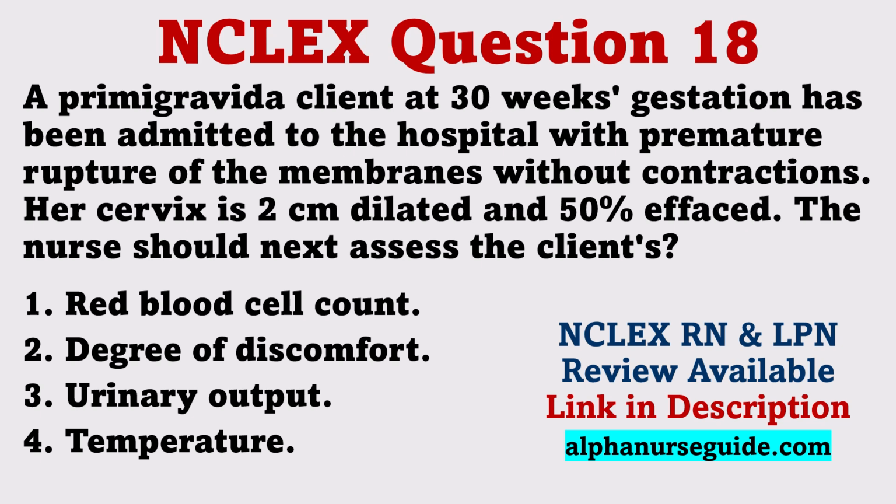The correct answer is 4. Premature rupture of the membranes is commonly associated with chorioamnionitis, or an infection. A priority assessment for the nurse to make is to document the client's temperature every 2 to 4 hours. Temperature elevation may indicate an infection. Lethargy and an elevated white blood cell count also indicate an infection. The red blood cell count would provide information related to anemia, not infection. The client is not in labor. Therefore, assessing the degree of discomfort is not a priority at this time. Urinary output is not a reliable indicator of an infection, such as chorioamnionitis.